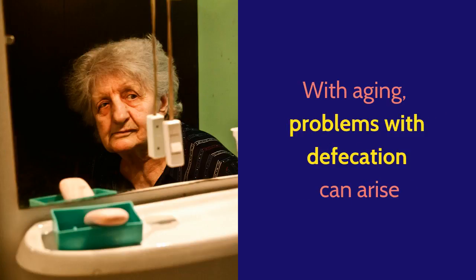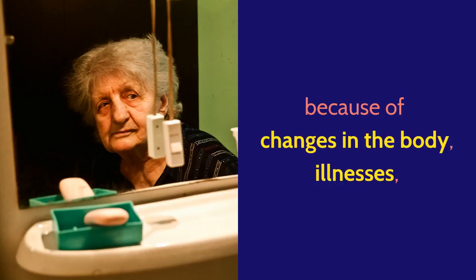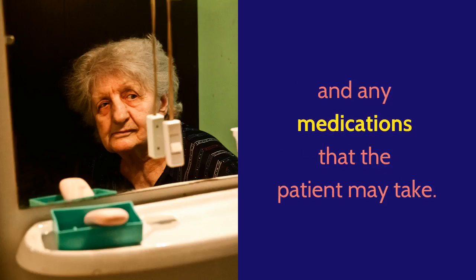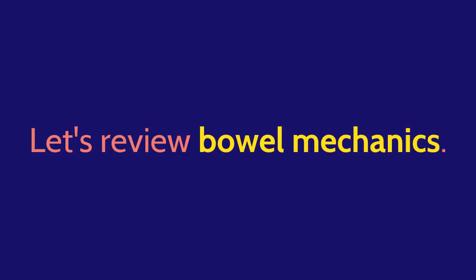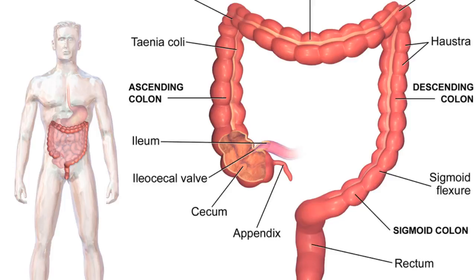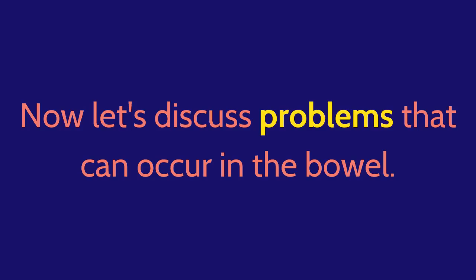With aging, problems with defecation can arise because of changes in the body, illnesses, and any medications that the patient may take. Let's review bowel mechanics. The stool is formed in your body in the large intestine. The large intestine is located in the abdominal cavity just above the waist. As stool is formed in the large intestine, it moves down into the rectum, then is excreted through the anus.